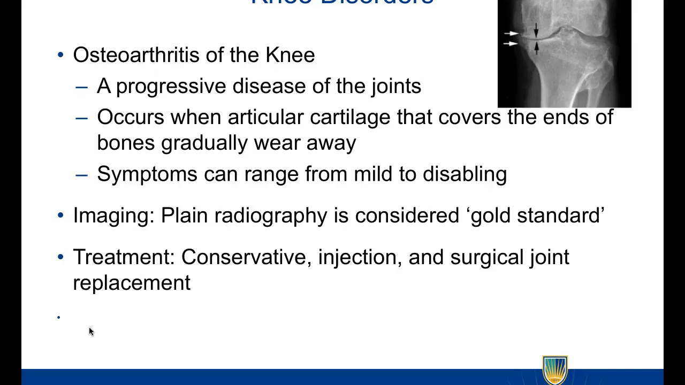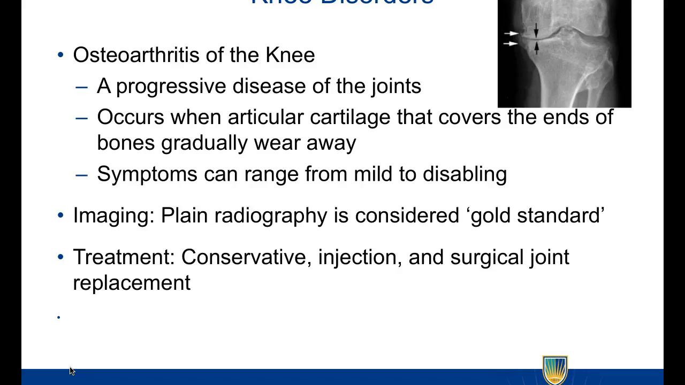Another knee disorder is osteoarthritis of the knee. OA of the knee is a progressive disease of the joint that occurs when articular cartilage that covers the end of the bones gradually wears away. Where there was smooth articular cartilage that made the bones move smoothly, there is now a frayed and rough surface. Joint motion along this exposed surface is painful.